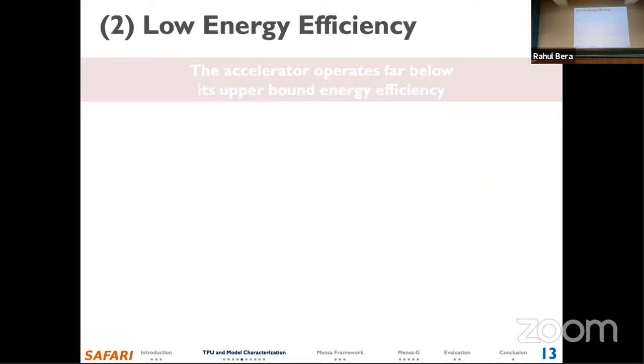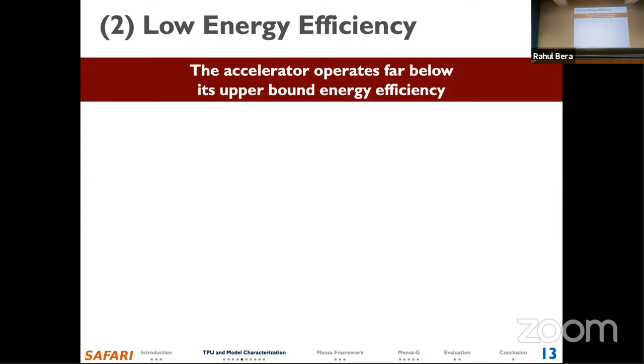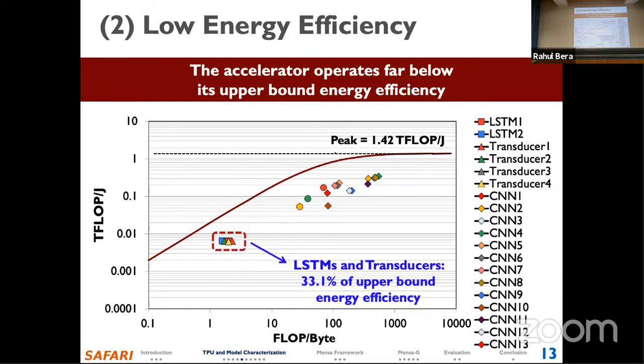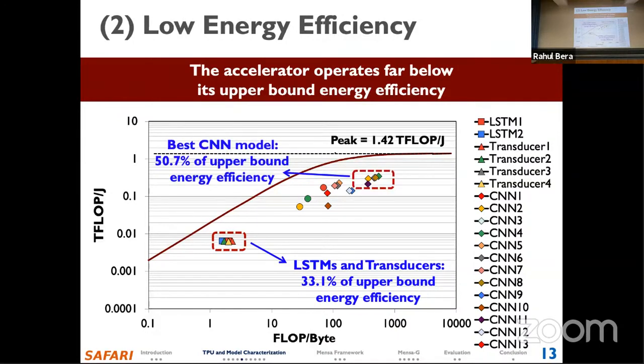We make the same observation for energy. The accelerator was operating below its upper bound for energy efficiency. Again, we rely on a roofline model for the applications. This is a tiny bit different roofline model. In the x-axis, we have the arithmetic intensity of our application in flops per byte, and in the y-axis, we now have the energy efficiency in teraflops per joule achieved by a particular model. Some models, again LSTMs and transducers, were operating quite far below the upper bound energy efficiency of the accelerator, around 33%. And in the best case, the CNN models were also operating at half of the upper bound energy efficiency of the accelerator.